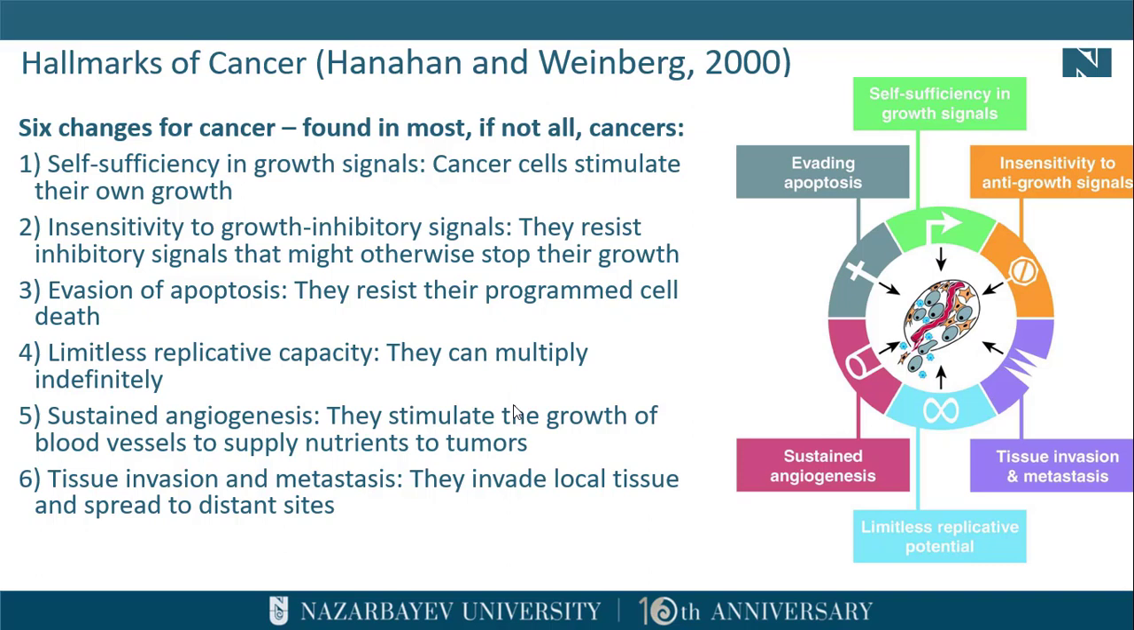The fourth is called limitless replicative capacity, which means that the cancer cells can divide without any limit, so their multiplication and division is indefinite. How it occurs is, as you remember from our past lectures, we have chromosomes, and chromosomes have ends, and these chromosome ends we call telomeres.